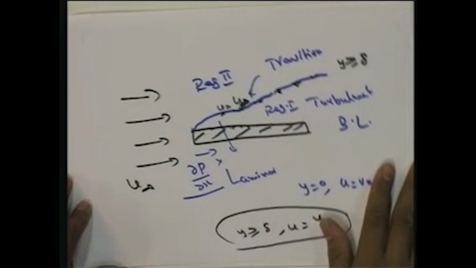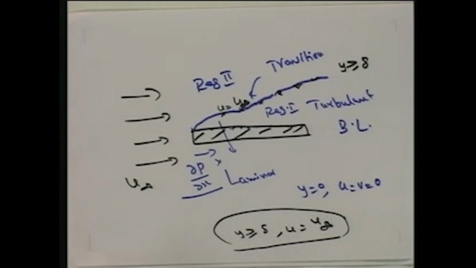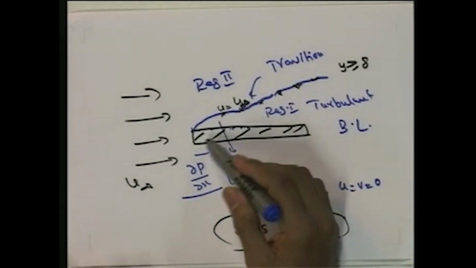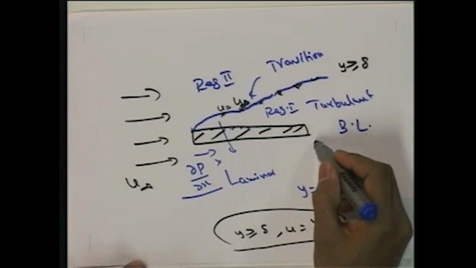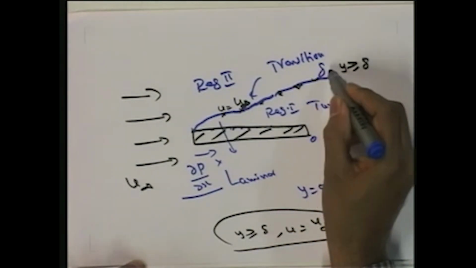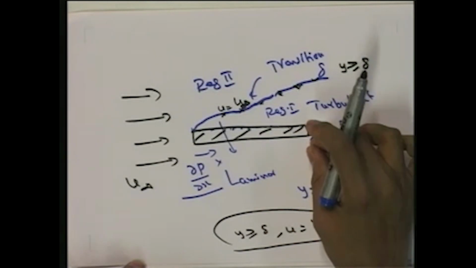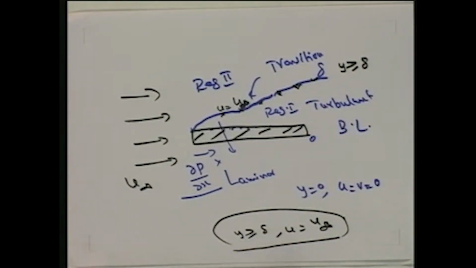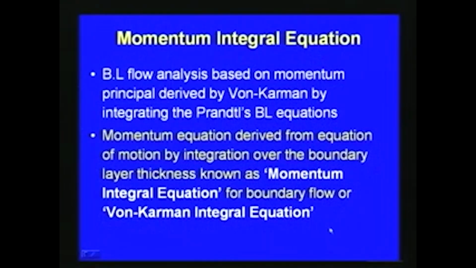Say, for example, we consider the flow over a flat plate, as we have already seen here. What von Karman tried to do is integrate with respect to y from 0 to delta. So, between the boundary layer thickness, he integrated Prandtl's boundary layer equations, and these equations are called the momentum integral equations, or the von Karman integral equation, as it was derived by von Karman.